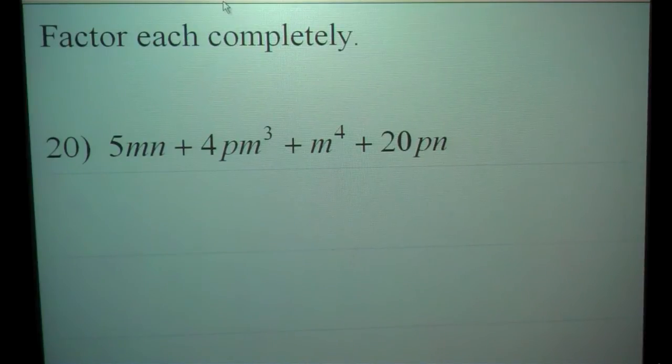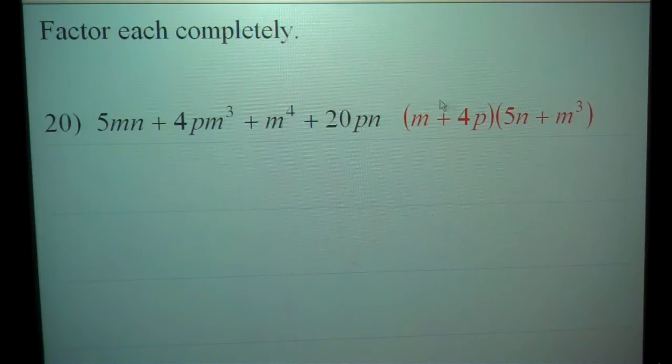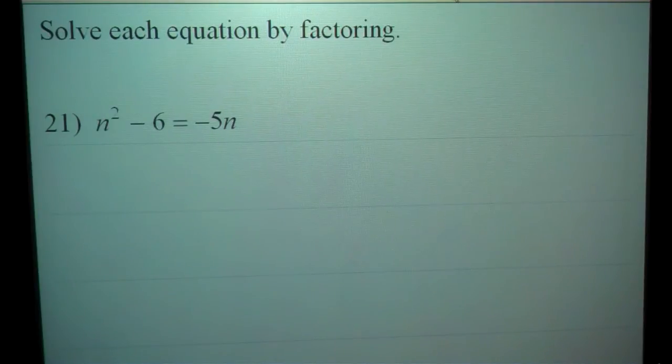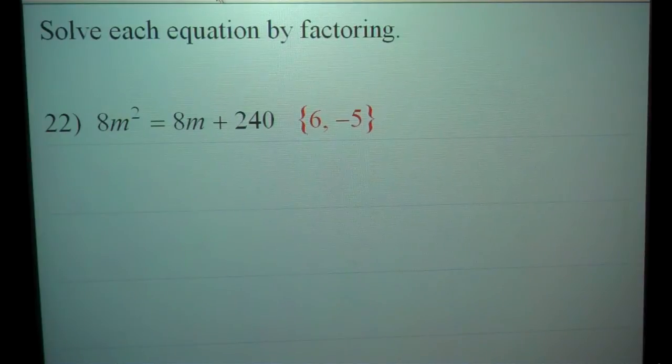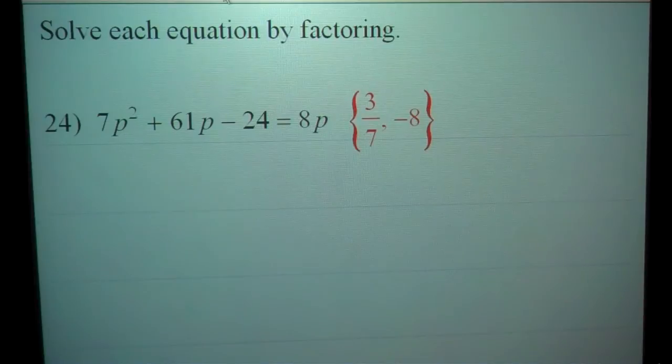Same thing. Pause. Here's your answer. Order doesn't matter. I could swap these two around and still be okay. Now we're solving by factoring. First step is set it equal to 0 and then factor. Here's your answers. Next. Pause. Here's your answer. Next. Pause. Here's your answer. Next. Pause. Here's your answer.